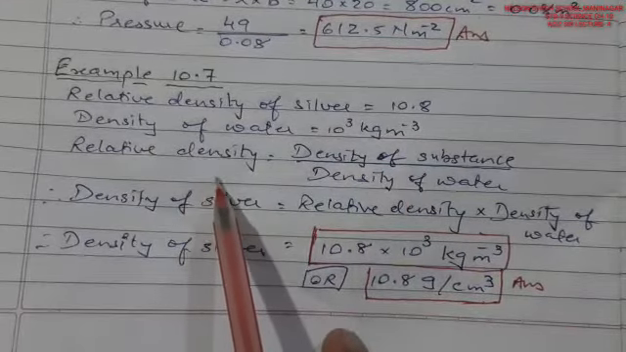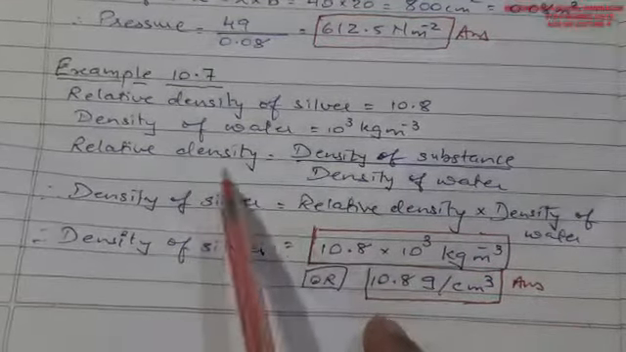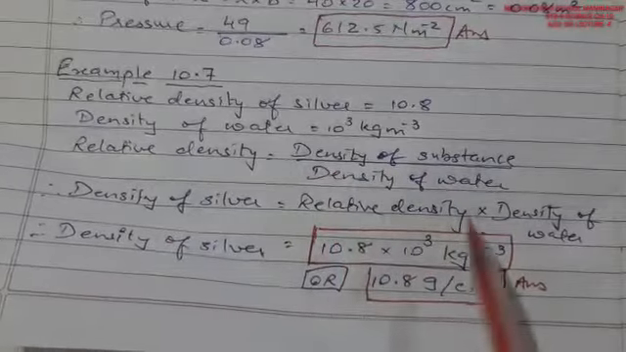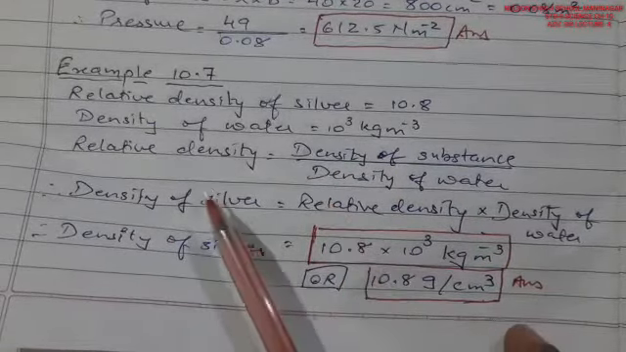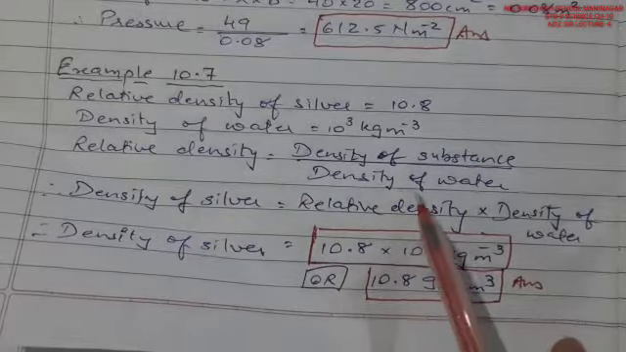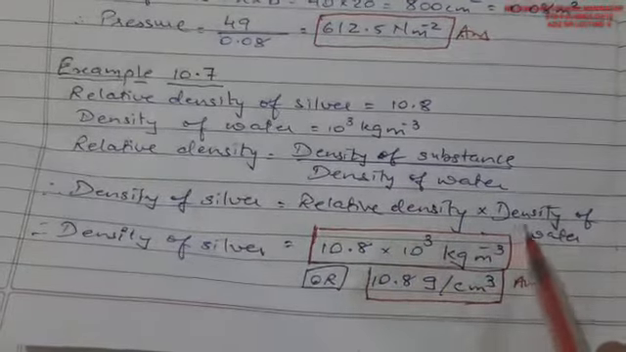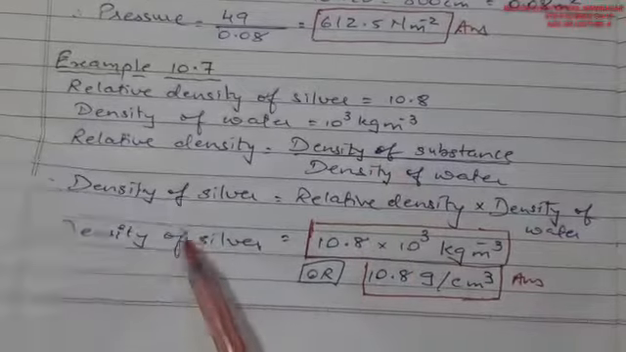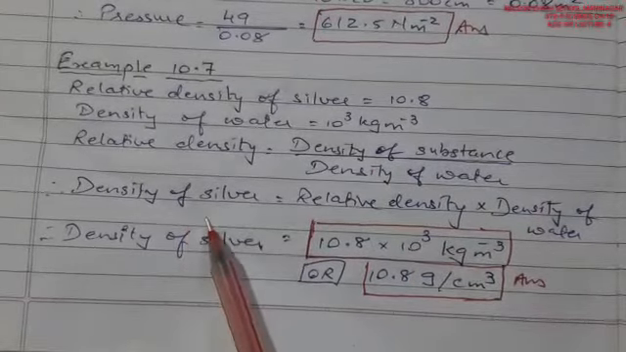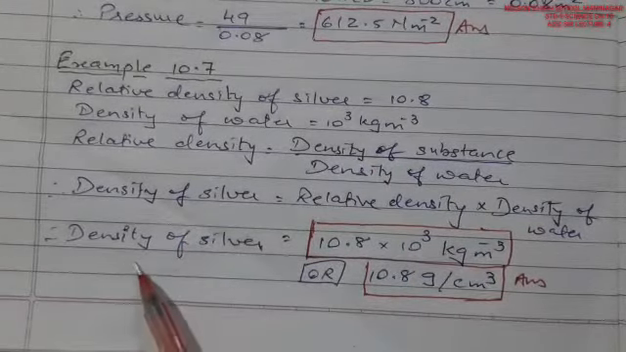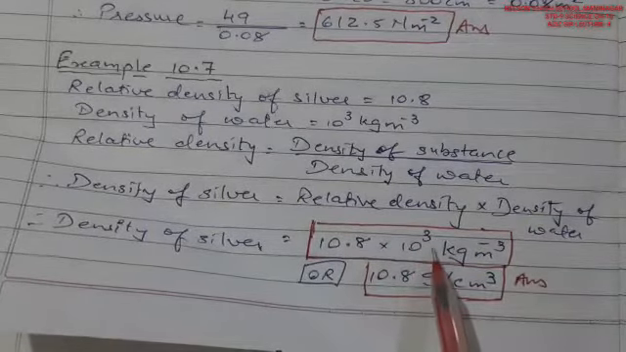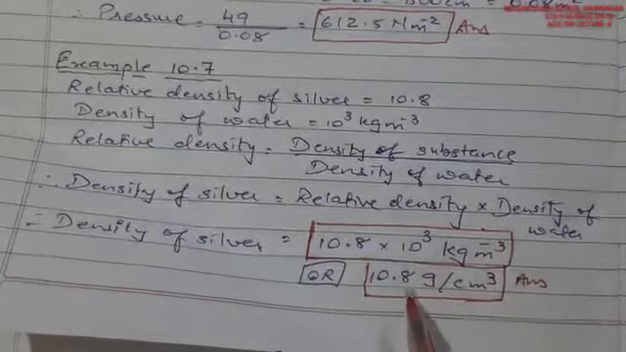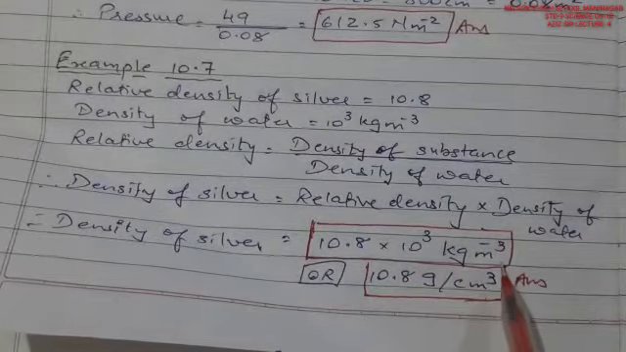The formula is relative density equals density of the substance upon density of the water. So relative density multiplied by density of water equals density of silver, which is the substance for us here. So density of silver will be equal to relative density 10.8 multiplied by 10 raised to 3, and obviously that is going to be the answer in terms of kg per meter cube.